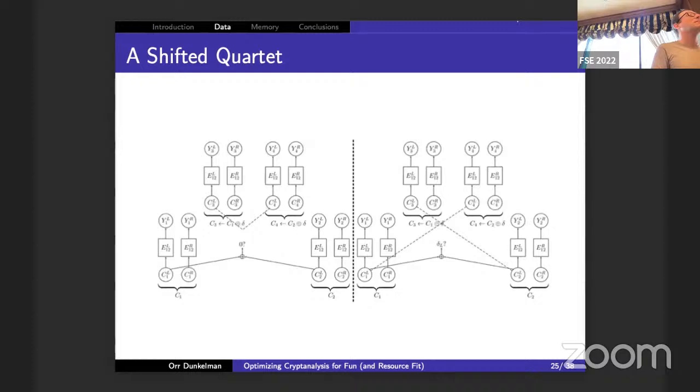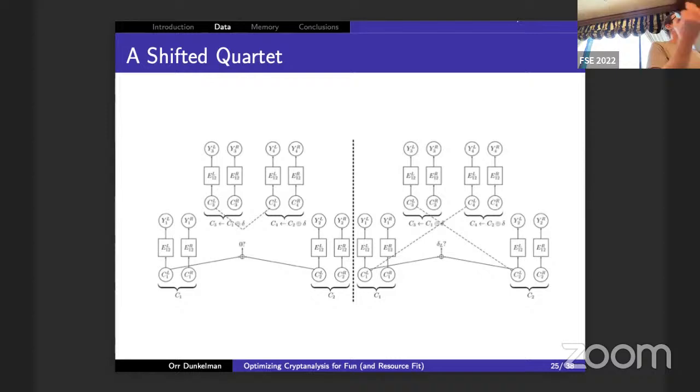But look, I told you that I'm going to reduce the data complexity, and what I'm doing is starting with pairs of plaintexts, and even if they satisfy the differential, the first alpha goes to beta, I throw them away. But we want to reduce the data, not increase the data.